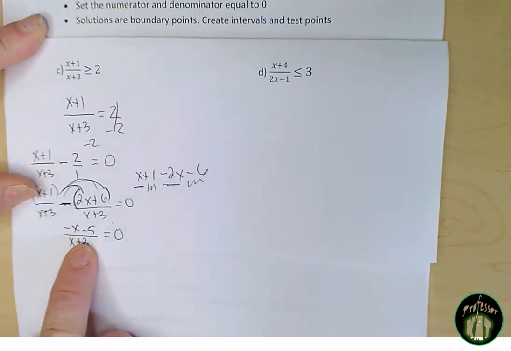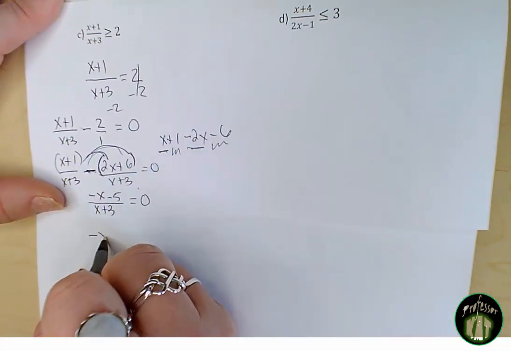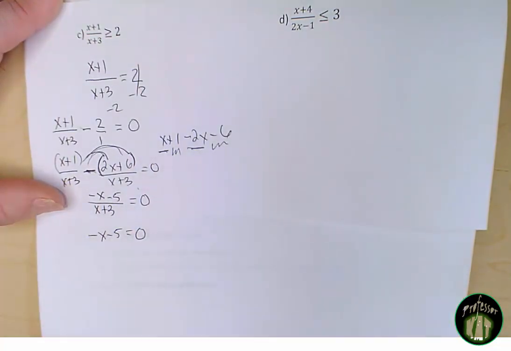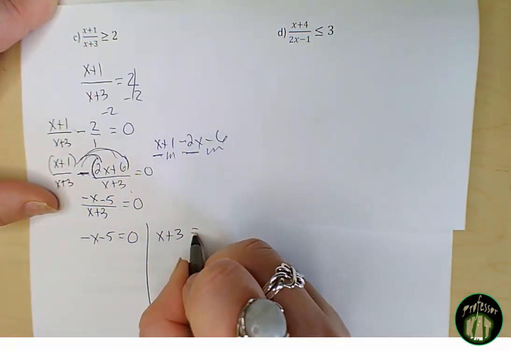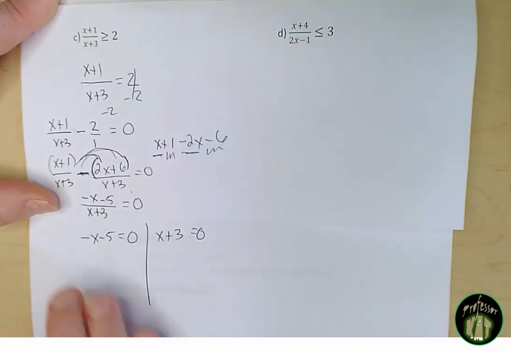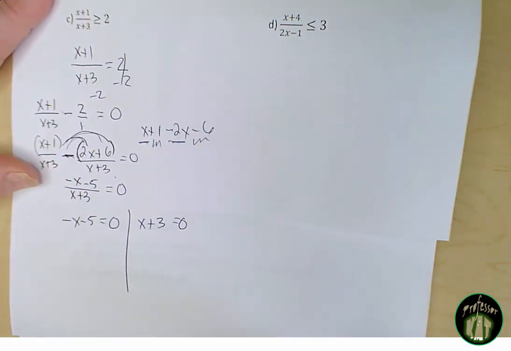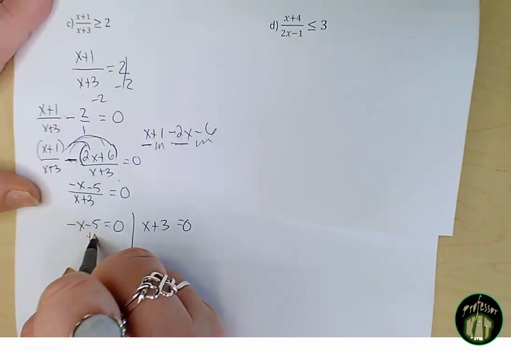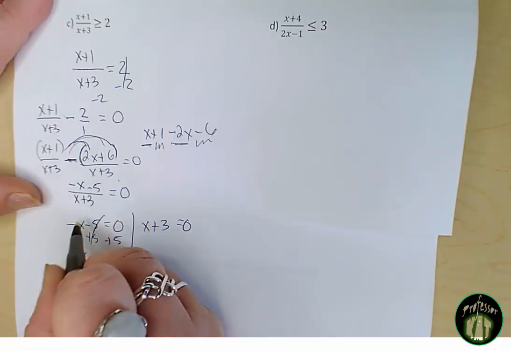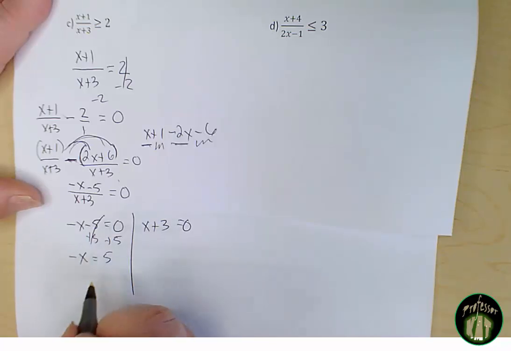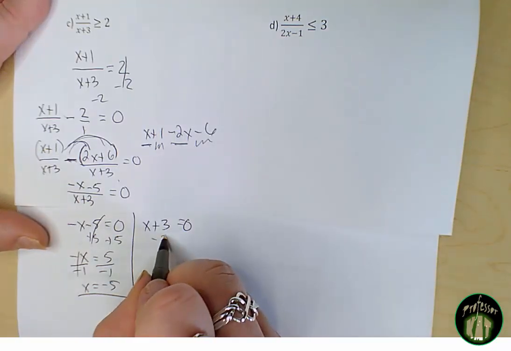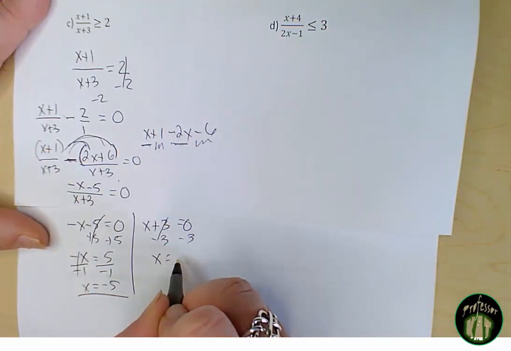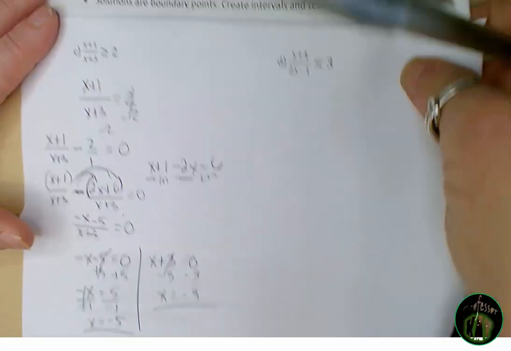So our numerator is a negative x minus 5. We're going to take negative x minus 5, set that equal to 0. Our denominator is an x plus 3. We're going to take that x plus 3, set that equal to 0, and solve these equations. Which means on the left, I'm going to add that 5 to each side to get negative x is equal to a 5. Divide each side by a negative 1, and we get that x is a negative 5. Otherwise, subtract 3 on each side over here to get x is a negative 3.